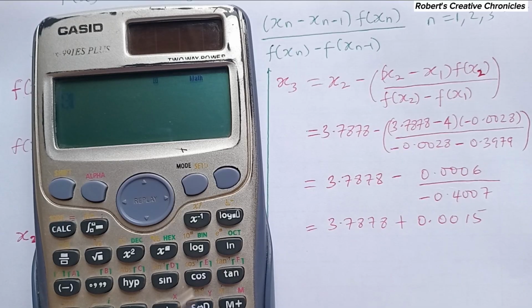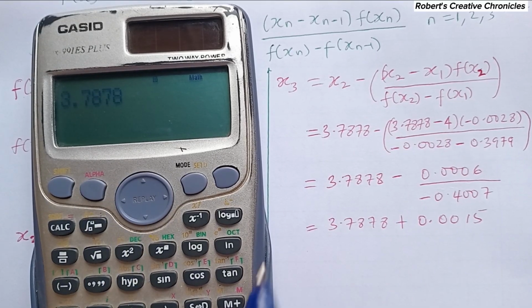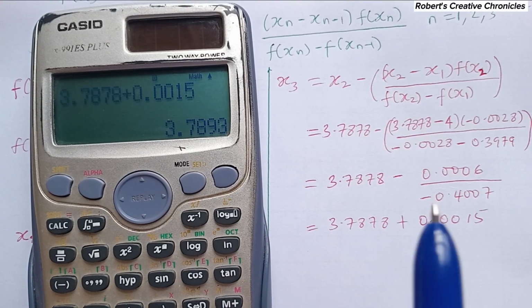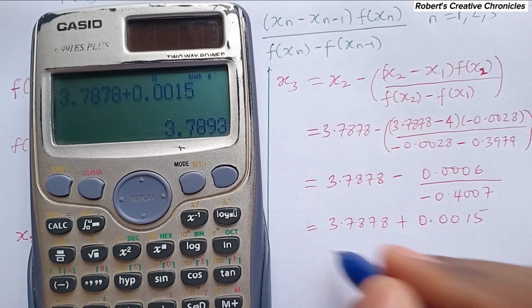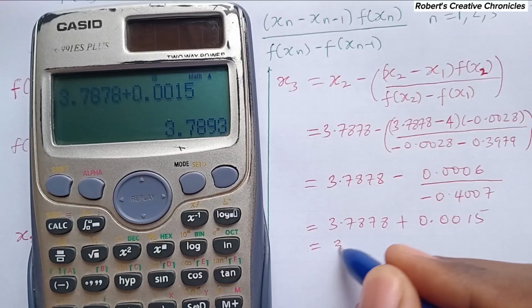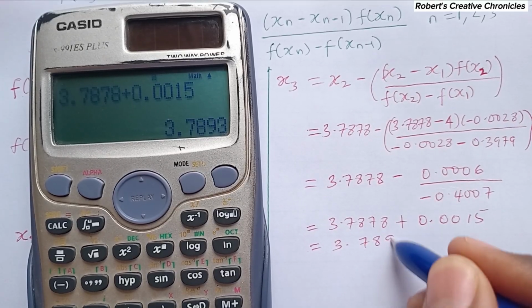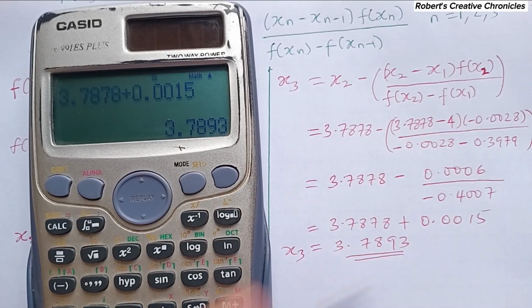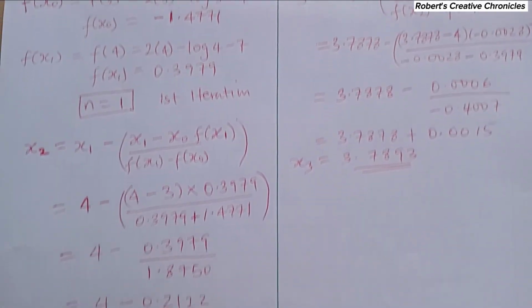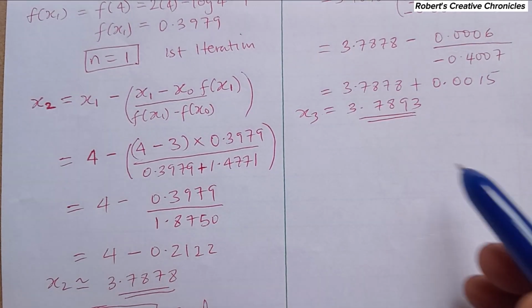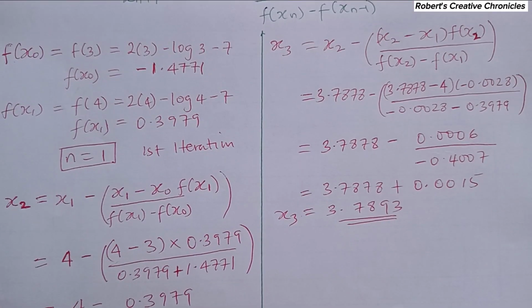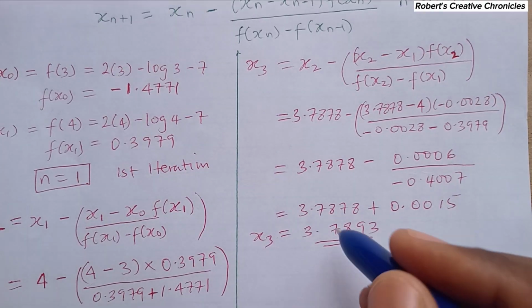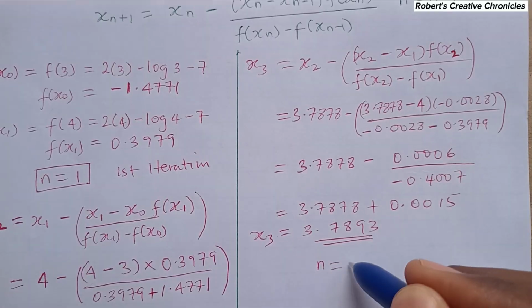So now 3.7878 plus 0.0015 is 3.7893. 3.7893, this is x3. So from 7878 to 7893. Now we'll move to the third iteration.